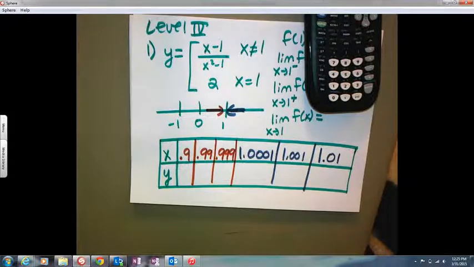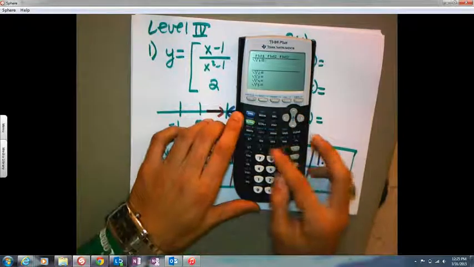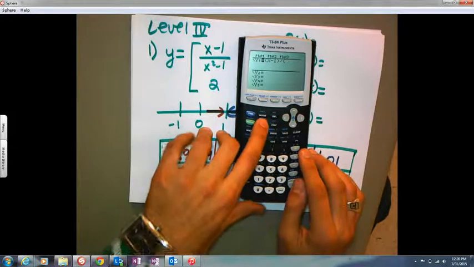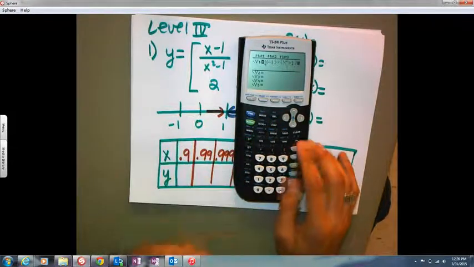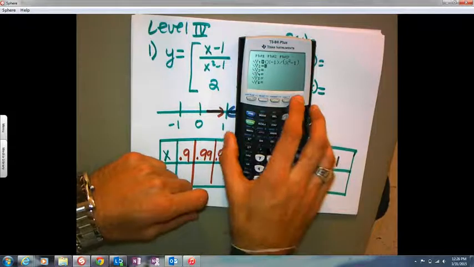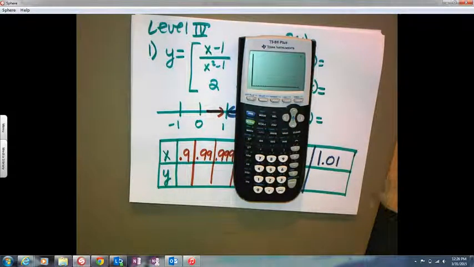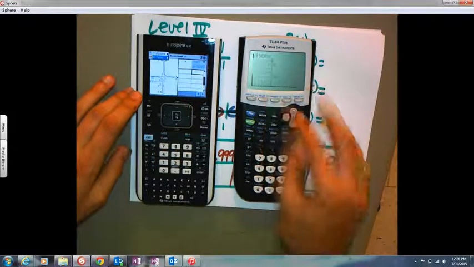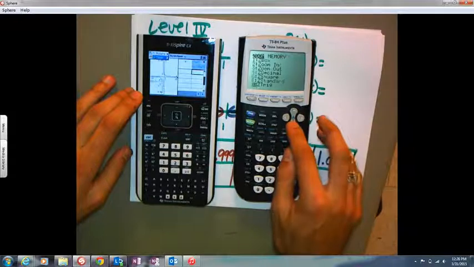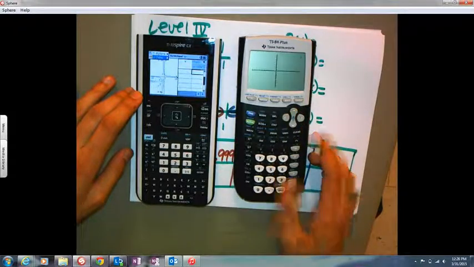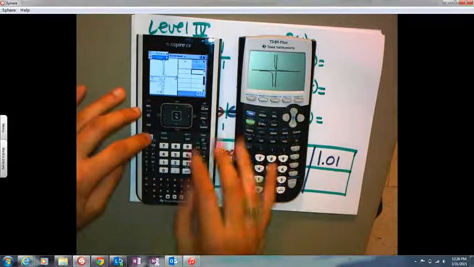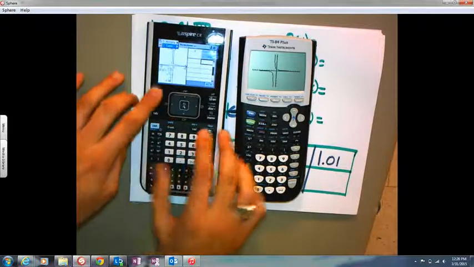Go ahead and plot this top piece. Please correctly use parentheses. That means put parentheses on the top, divided by parentheses on the bottom. And then click run. And we can do this on both calculators. It doesn't matter what you see on your calculator. I can just make the default window though, so zoom standard. And here we go. Alright, so now both calculators are displaying the picture.